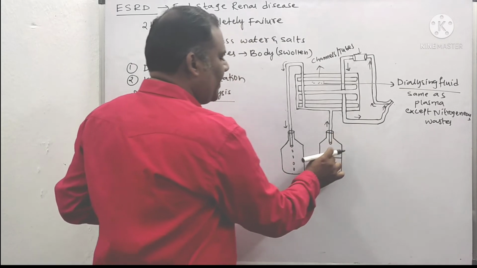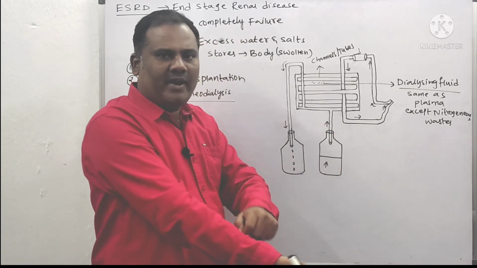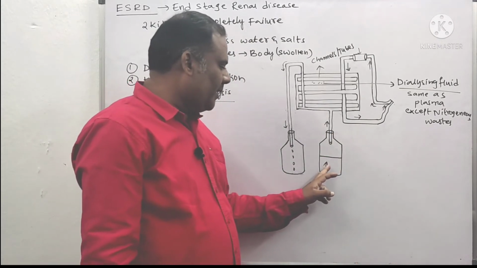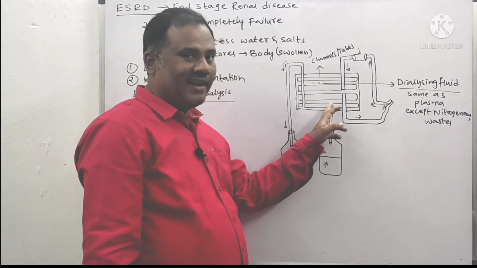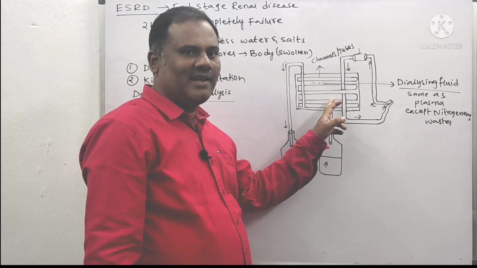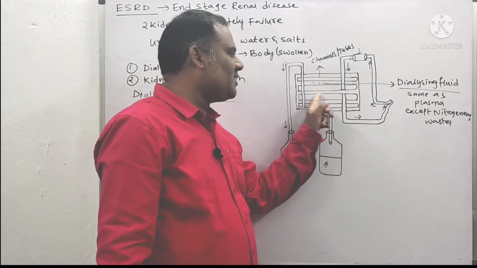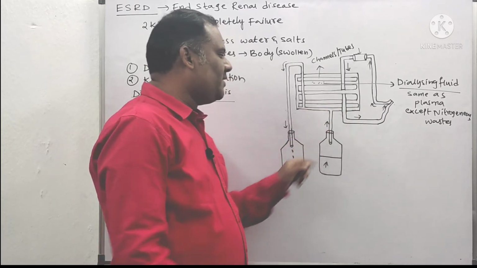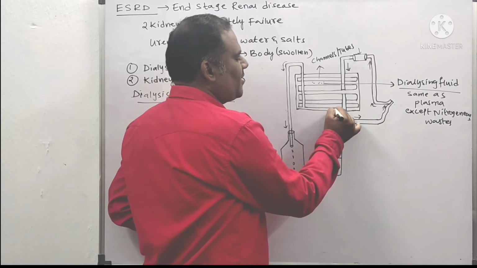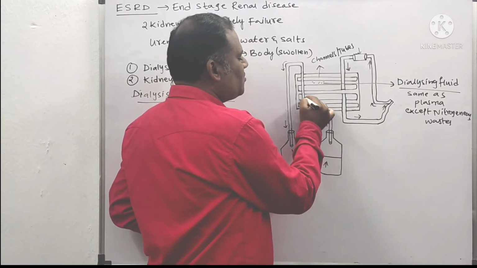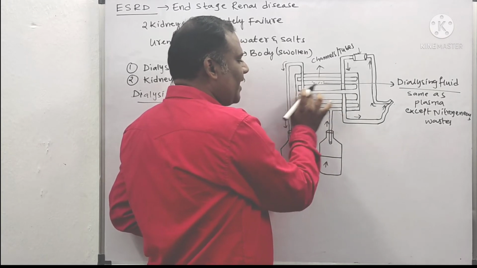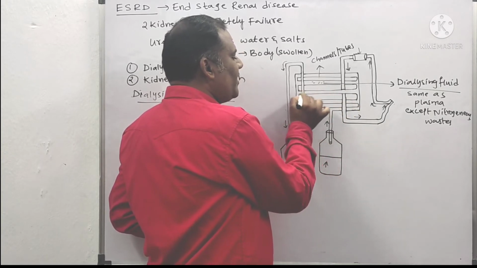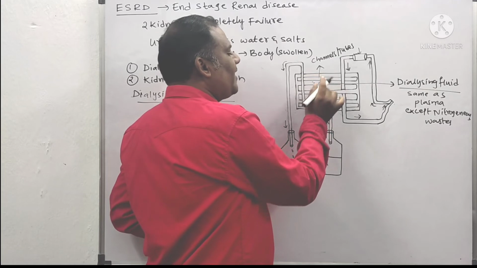Remaining all useful salts will be present. And now what will happen? In this bottle they collect the impure blood from the main artery. That impure blood will be sent into the dialyzer. In the dialyzer, these channels are present, and the channels will take up this blood. From one channel to another channel it goes on like this. Actually, they are interconnected.